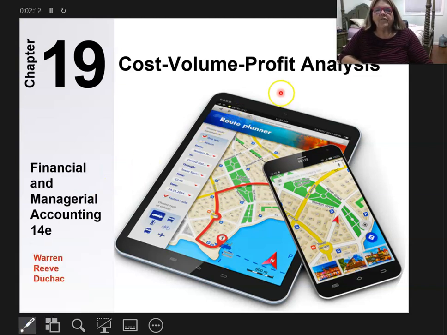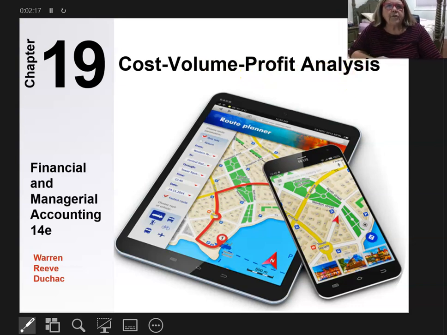Okay, so this chapter is called Cost Volume Profit Analysis, or initials CVP. What that basically means is when any one of these three things changes, you look for the relationship to the other ones. If the costs go down, typically the profit goes up. If the volume goes up, the profit goes up. So it's about the relationship between these three components: cost, volume, and profit. And that's what we're going to analyze here.